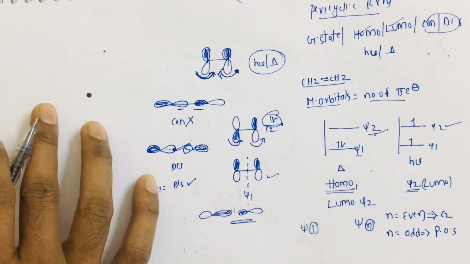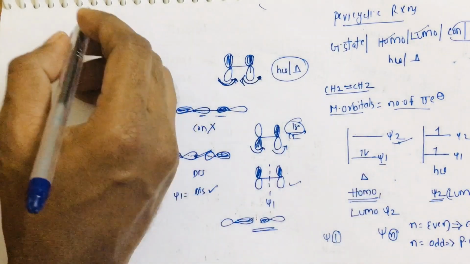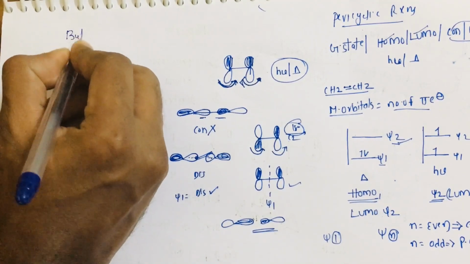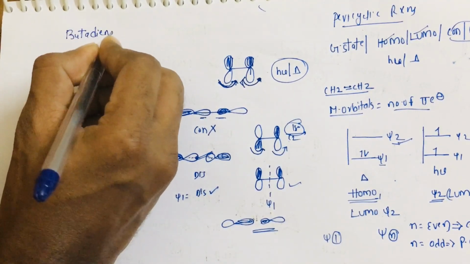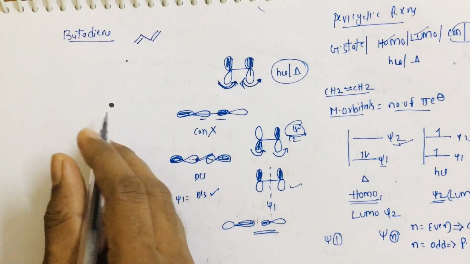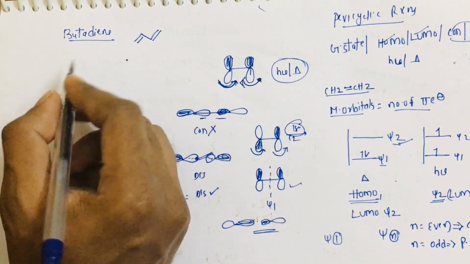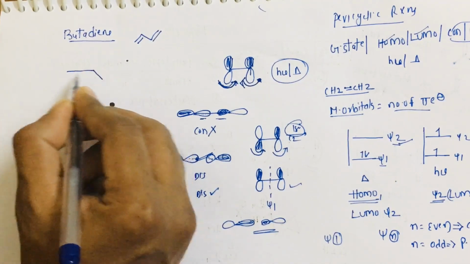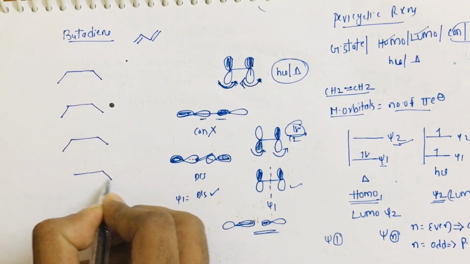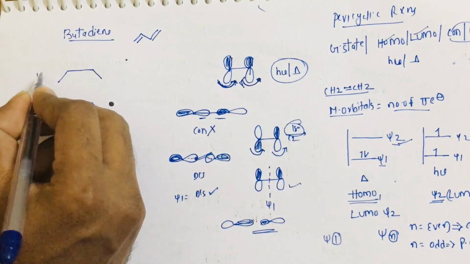Okay, now we'll go for the important thing, that is the cyclobutadiene system. So the butadiene system is, this is the butadiene system. So total how many pi electrons are there? 4 pi electrons are there. Because of that we'll get 4 molecular orbitals, that is psi 1, psi 2, psi 3 and psi 4.